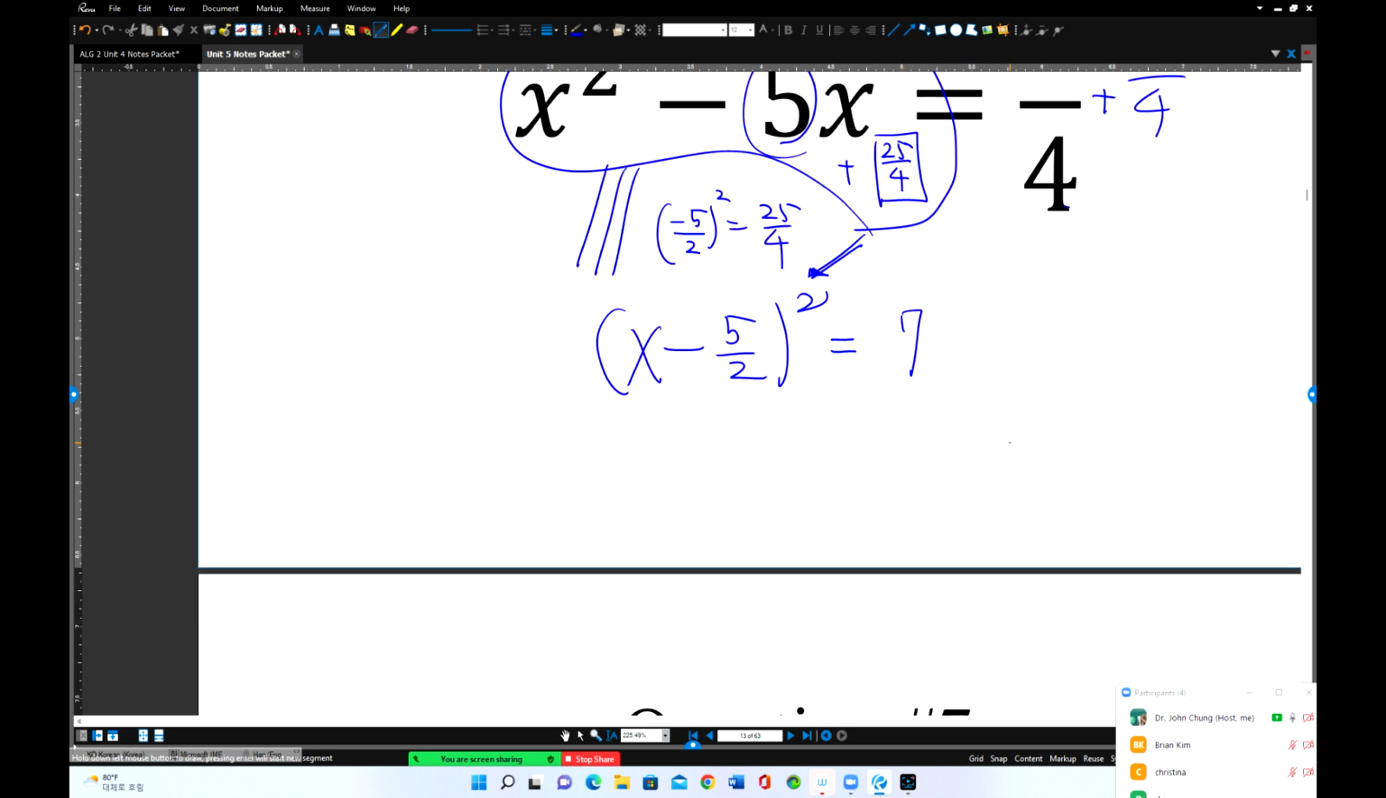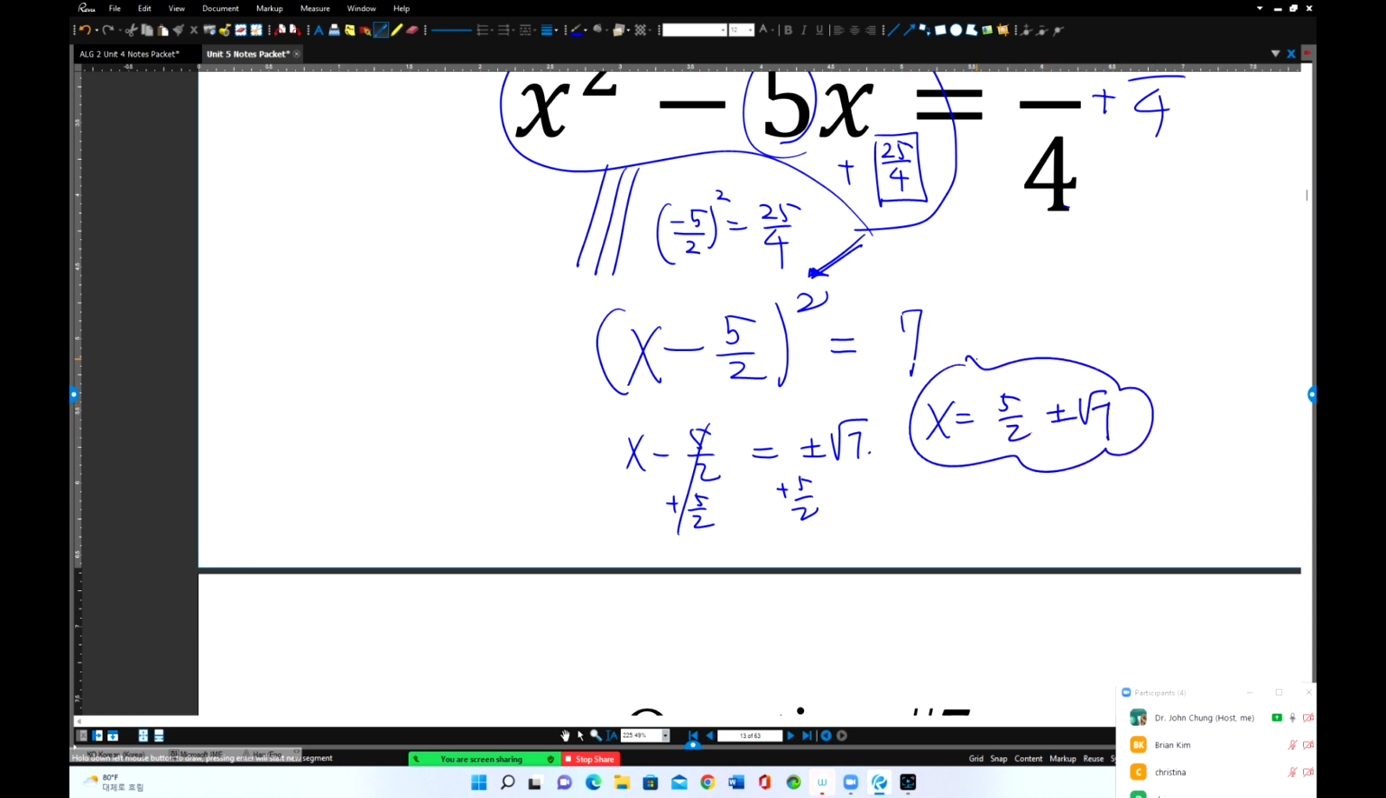After that, you can square root. So x minus 5 over 2. Don't put plus minus over here, okay? Plus minus, only one is enough. So the second one I'm going to put over here: plus minus square root 7. Now plus 5 over 2, plus 5 over 2 on both sides. You got the final answer: 5 over 2 plus minus the square root 7. That is your solution, okay?